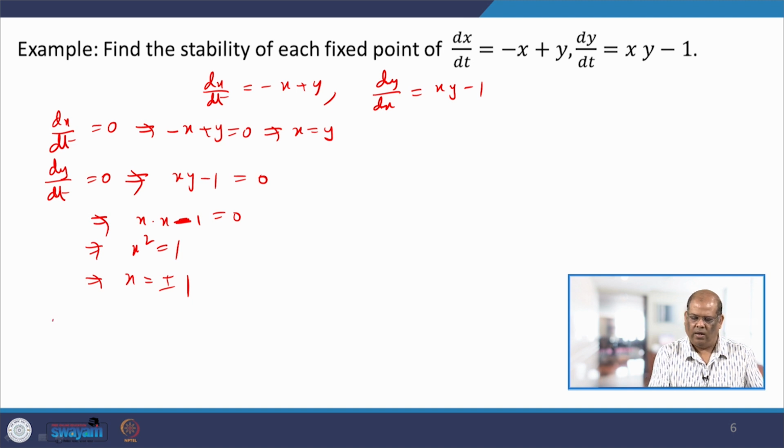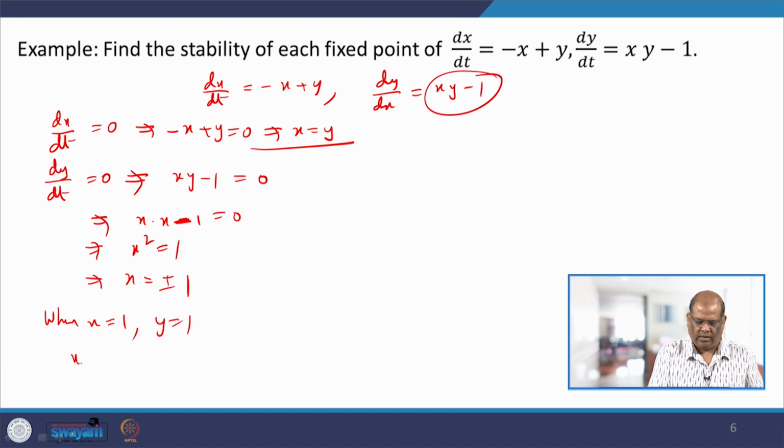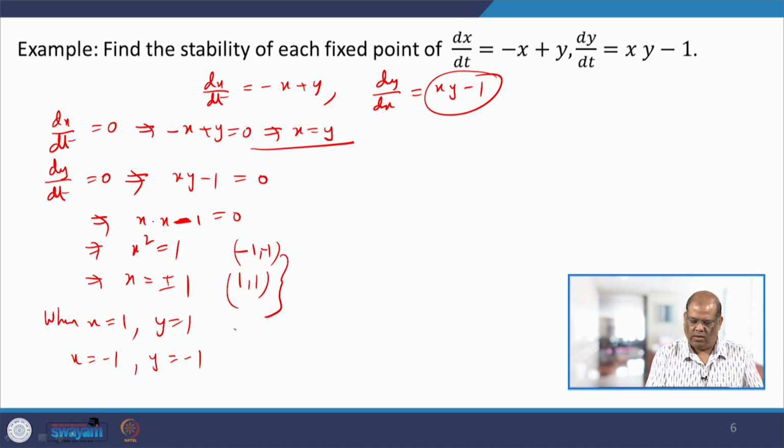So, we have x equal to plus minus 1, which we got from this equation. When x equal to 1, we put that here, y is also 1, and when x equal to minus 1, y is also minus 1. So, we get minus 1, minus 1 and 1, 1 to be the steady state solutions.